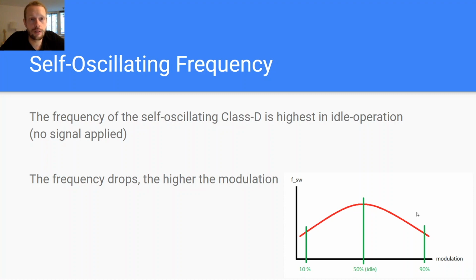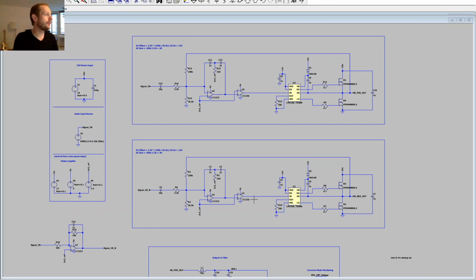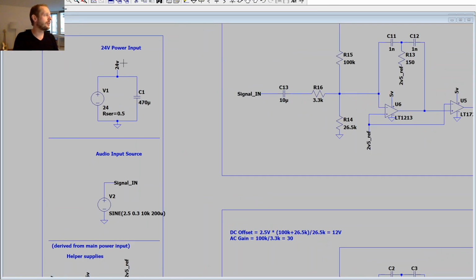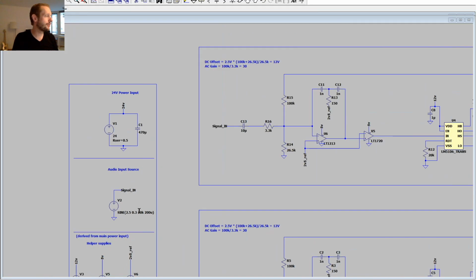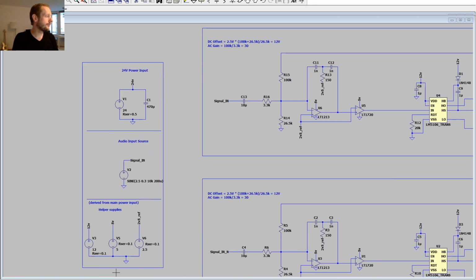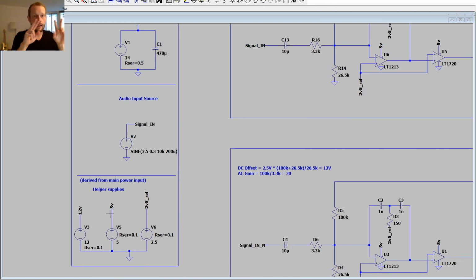But now let's have a look at our simulation, just to get a rough overview of what you're seeing here. This is our 24 volt power input supply. This means this one will also be a single supply amplifier, as with my last two amplifiers that I have presented to you already. Then we have here an audio input source with a 10 kilohertz signal and a 300 millivolts peak amplitude. And we have some, let's say, helper supplies.